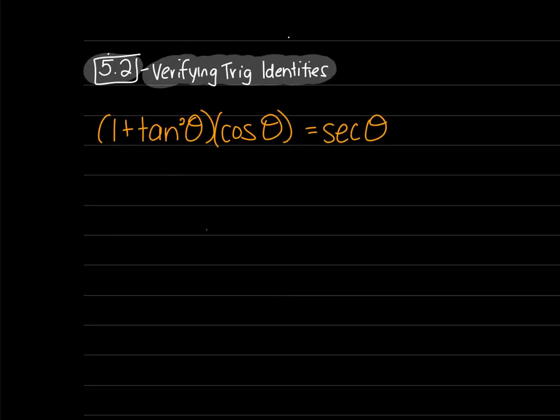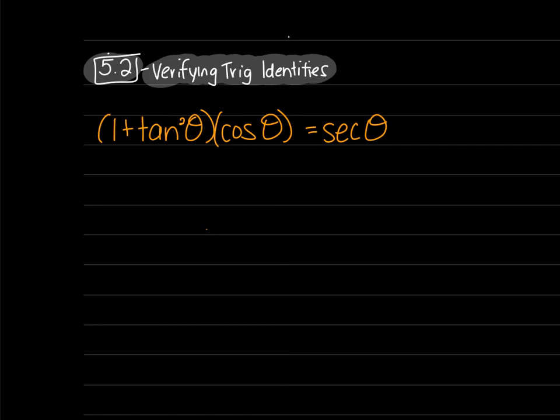Okay, just some examples. So these are the verifying ones. So pretend that the thing's not there on the right. This would be your simplifying. And then obviously if it's there, then it's your verifying. So if I had 1 plus tangent squared theta times cosine theta equals secant theta, what would you do? And there's more than one way to do this.